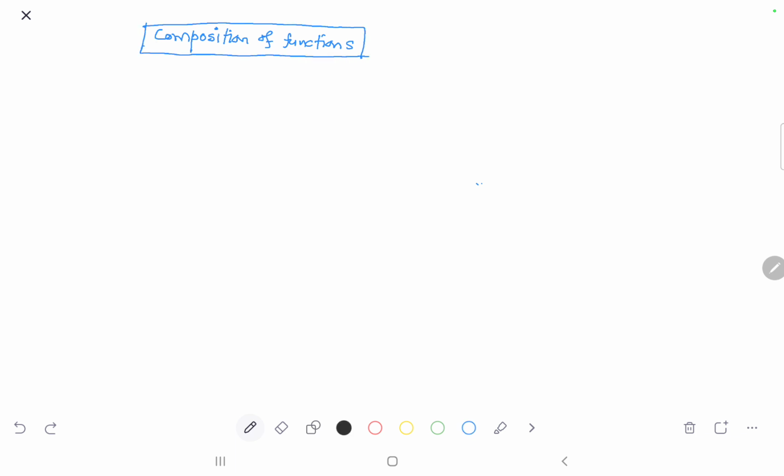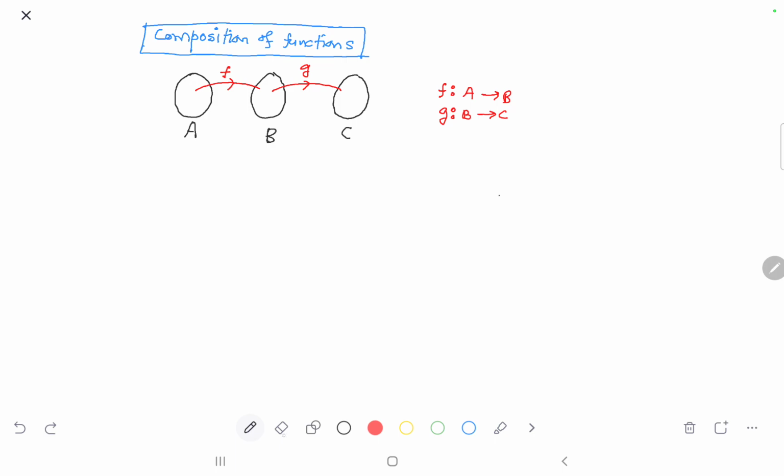So the idea here is, let's say you have a function from A to B, and another function from B to C. We have a function F from A to B, and we have another function G from B to C. For these two functions, either the diagram or the formula is given. Now we will create a new function.